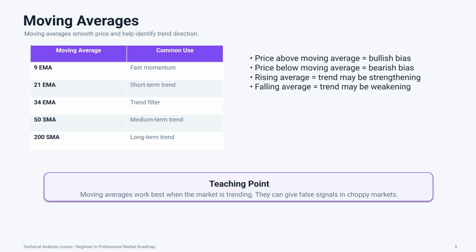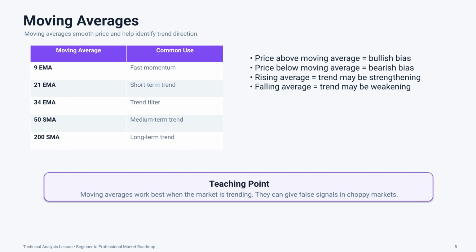The 34 EMA can be used as a trend filter. For example, some traders only look for long trades when price is above the 34 EMA, and only look for short trades when price is below it. The 50 SMA is often used for the medium-term trend. It is slower than the shorter EMAs and gives a bigger picture view. The 200 SMA is used for the long-term trend. Many traders watch this level because it can act like major support or resistance.